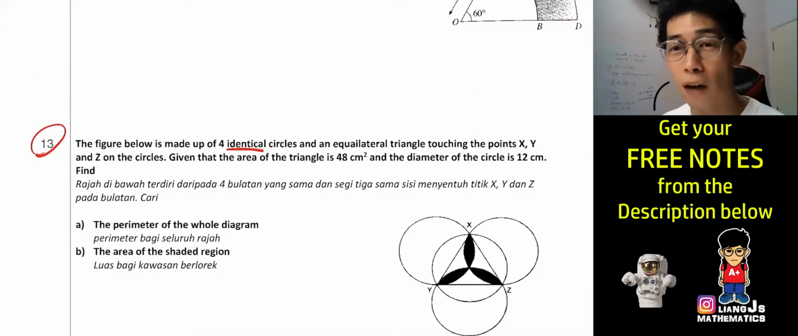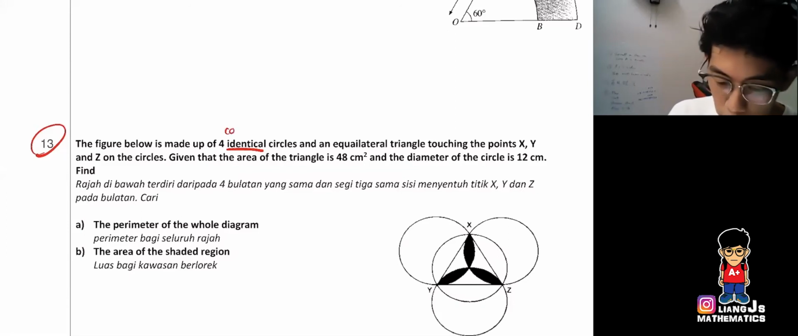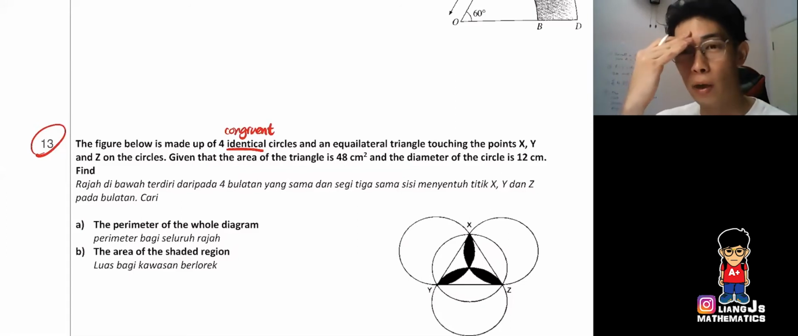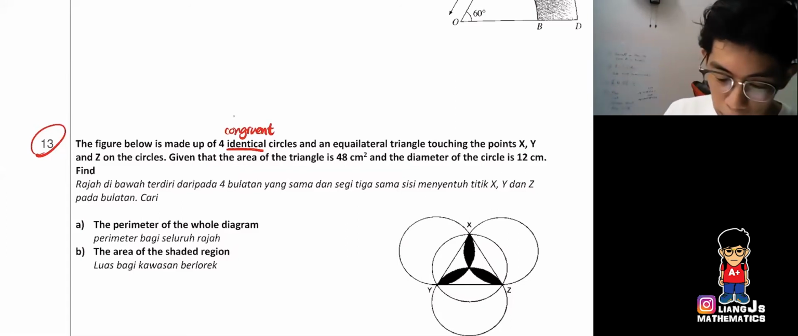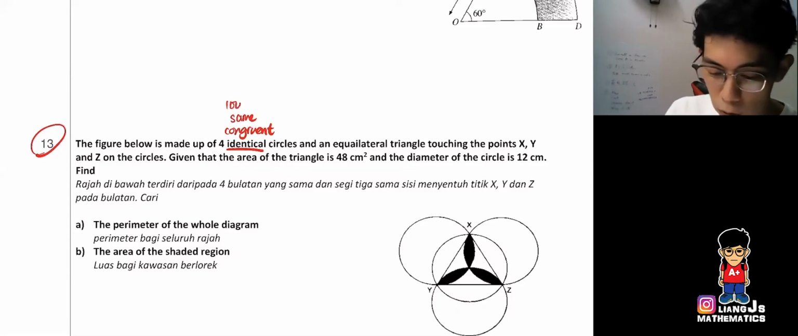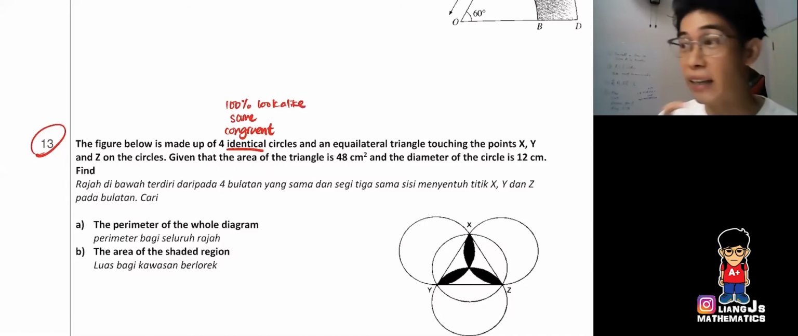So what's the meaning of identical? Okay, back to my Form 2, Form 3 also, I don't know what's the meaning of this identical thing. Okay, so what is identical? Identical means congruent. So some of you might say, teacher, what's the meaning of congruent? Even worse. Okay, congruent means same. 100% look alike. Okay, so that's the meaning of identical.